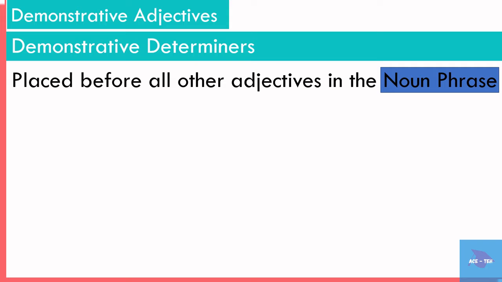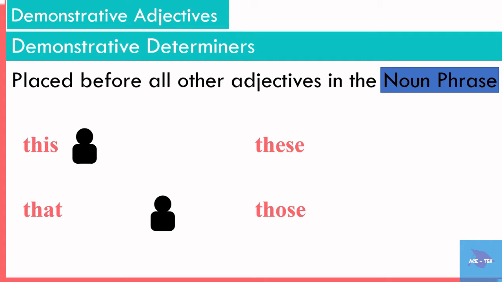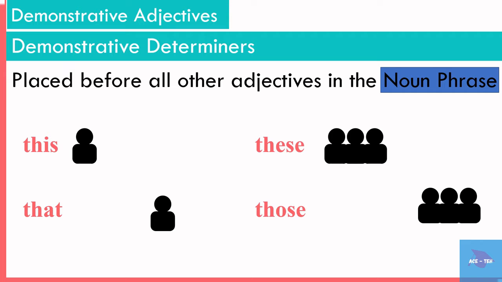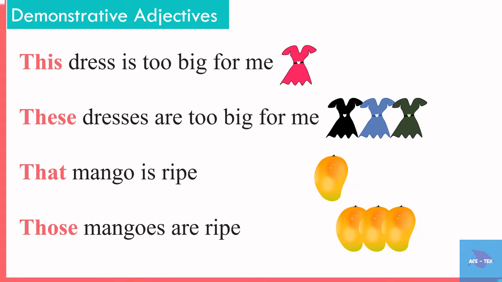Coming to a noun phrase, a group of two or more words which plays the role of a noun in a sentence is called a noun phrase. This, that, these, and those are the commonly used demonstrative adjectives in English. This and that refer to singular nouns, whereas these and those refer to plural nouns. This and these again refer to nouns near in space to the speaker, whereas that and those refer to nouns far away in space from the speaker.